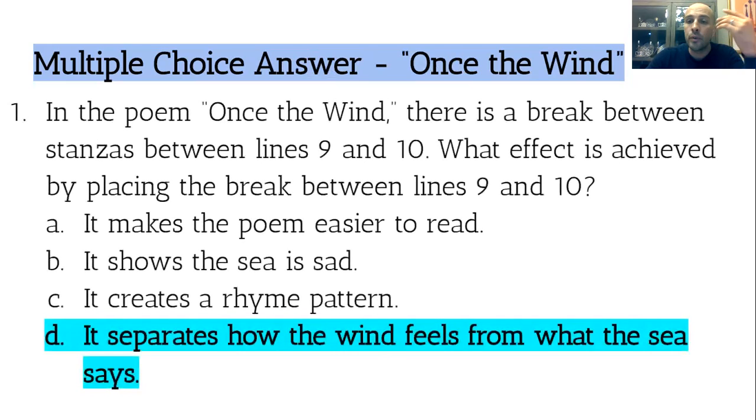Remember our test taking strategies that we always use. We don't ever jump to a conclusion. We don't ever just pick our first thought. We thoughtfully consider every single one. A, B, C, D, it could be anything. We eliminate the ones that can be eliminated easily. We're usually left with one or two, and we choose the best answer. So if you chose D, it separates how the wind feels from what the sea says, then you are correct.